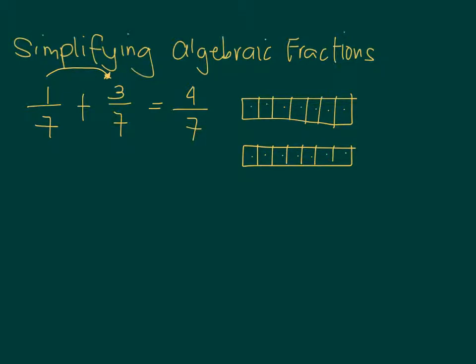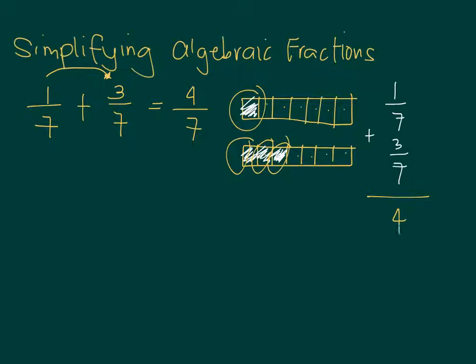If I have 1/7, then we have to add 3 sevens. So this is 1/7 plus 3/7, and that means 1 2 3 4, so the sum is 4 sevens.